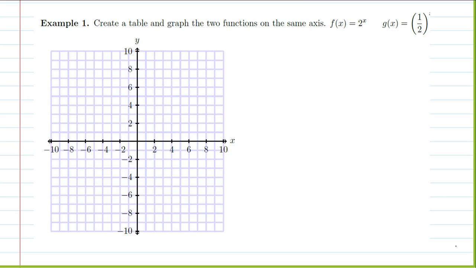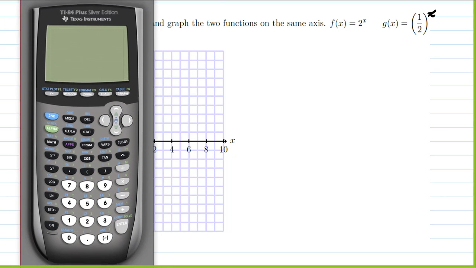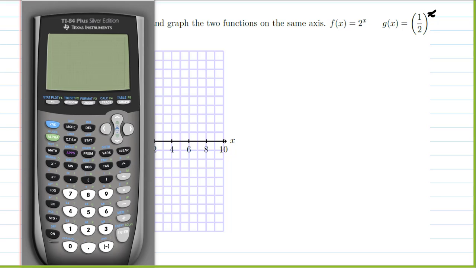So we're going to continue talking about exponential functions. We want to create a table and graph the two functions, f of x equals 2 to the x, and g of x equals 1/2 to the x. To make a table, let's just go ahead and use our graphing device.